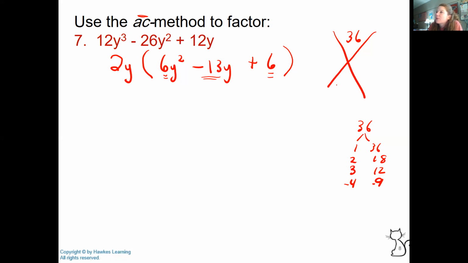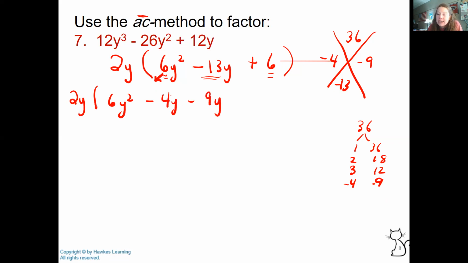So our two numbers, we have a product of 36 and a sum of negative 13, and our two numbers are negative 4 and negative 9. So basically, I'm going to rewrite that 2y every time. We're not going to do anything else with it. I'm going to rewrite this so that the middle term is divided into negative 4y and negative 9y. So I'm going to bring down my first term, 6y squared, and divide this into minus 4y minus 9y.